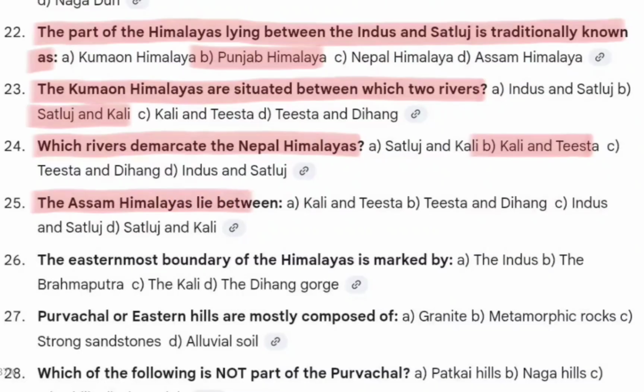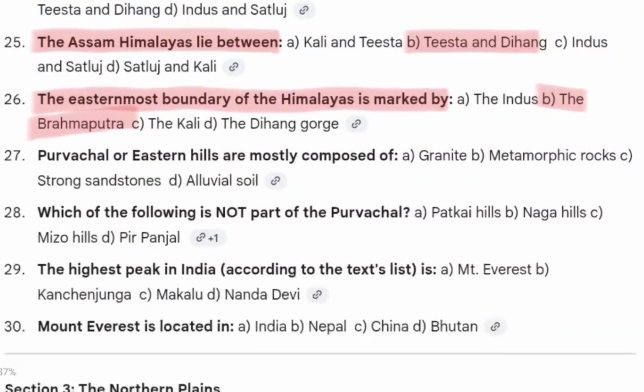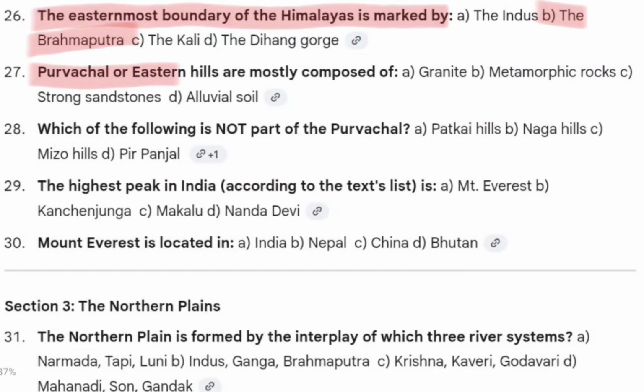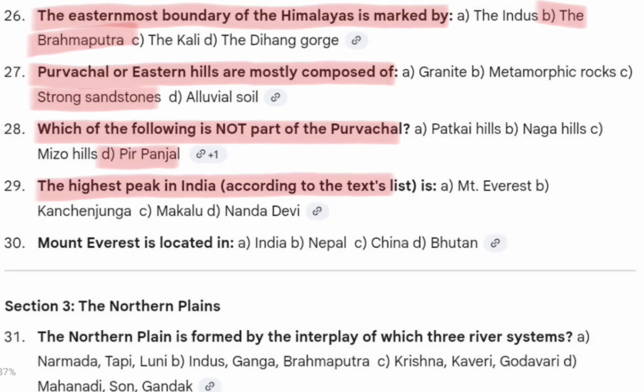The Assam Himalayas lie between Tista and Dihang. The easternmost boundary of the Himalayas is marked by the Brahmaputra. Purvanchal or eastern hills are mostly composed of strong sandstones. Which of the following is not part of the Purvanchal? This is Pir Panjal. The highest peak in India according to the text list is Kanchenjunga. Okay. Mount Everest is located in where? It is located in Nepal.